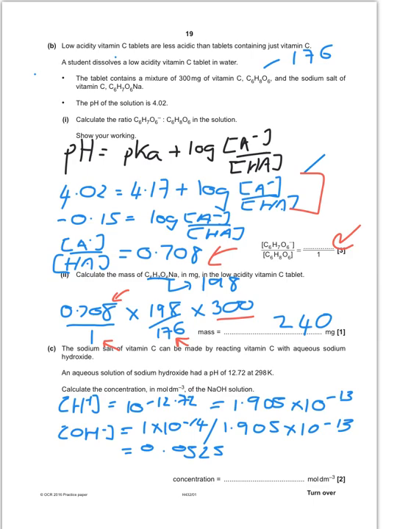And then finally on this page, the sodium salt of vitamin C can be made by reacting vitamin C with sodium hydroxide. An aqueous solution of sodium hydroxide has that pH at 298. Calculate the concentration in moles per decimeter cubed of the solution. So you find your concentration of H plus by 10 to the minus pH. Then you can use your Kw expression to work out your concentration of OH minus ions there. And of course your concentration of OH minus ions will be the same as sodium hydroxide, because there's one OH in every one sodium hydroxide.